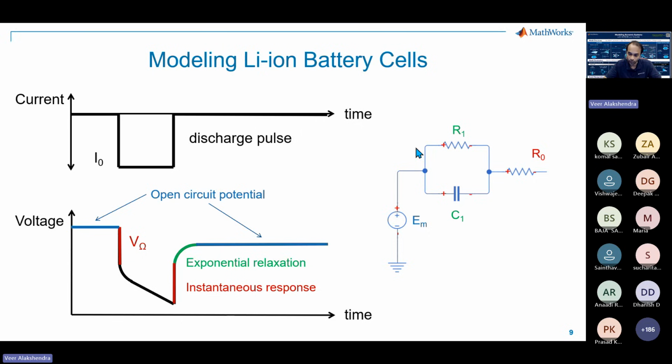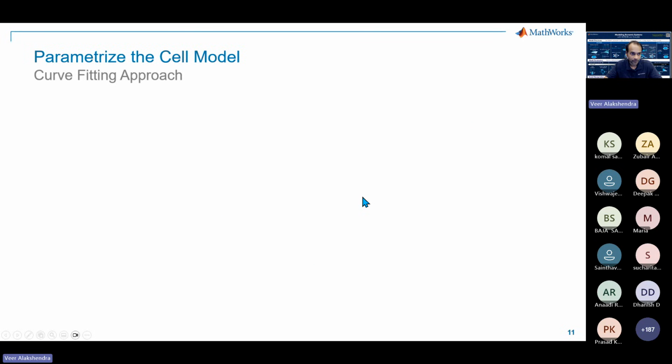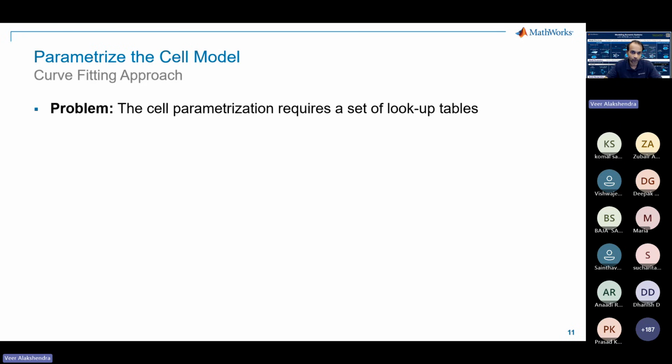Now, what is the goal? When we say parameterizing a cell, we basically want to find these parameters: R1, C1, R0, and EM. These are the parameters we need. Now, how do we find that? For that, we use what is called a parameter estimation technique.